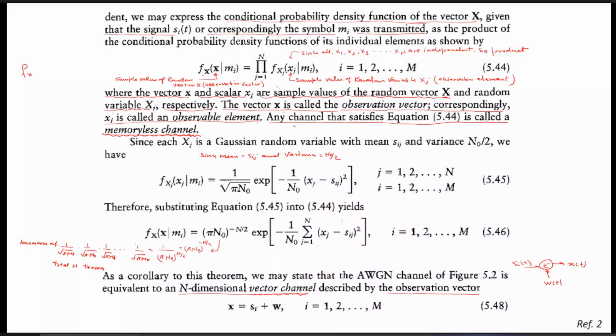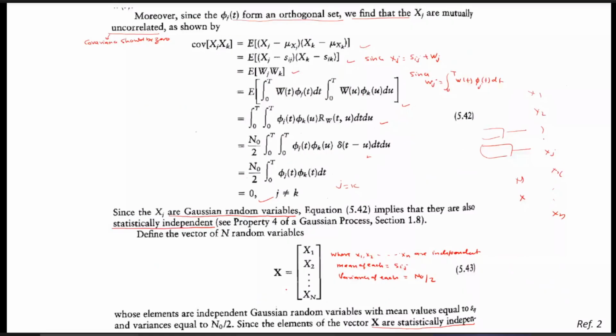Like here you can see the random vector X given that mi is transmitted. Here you can see this capital X and this small x. Capital X is the random vector, and the sample value of that random vector is called the observations vector. The value of this X is small x, so that is called the observations vector. And the value of xi is small xi, small x1, small x2, like that. So these are the sample values, and these are the random variables.